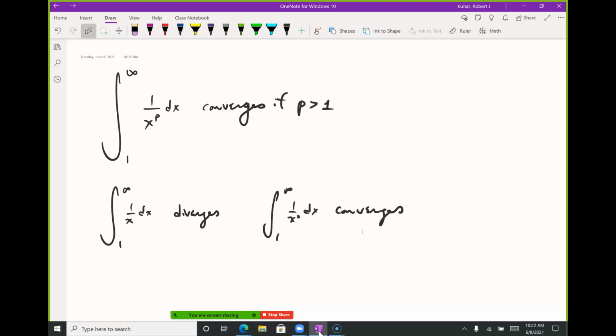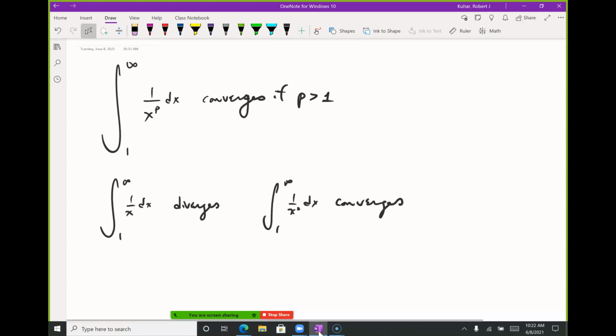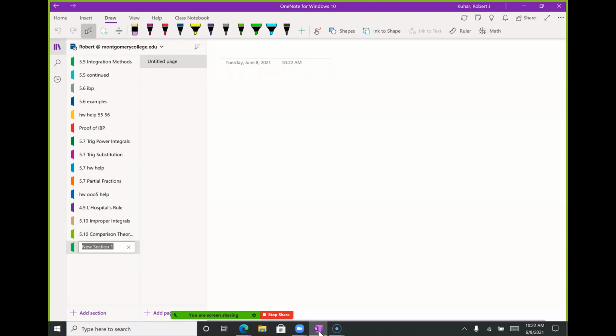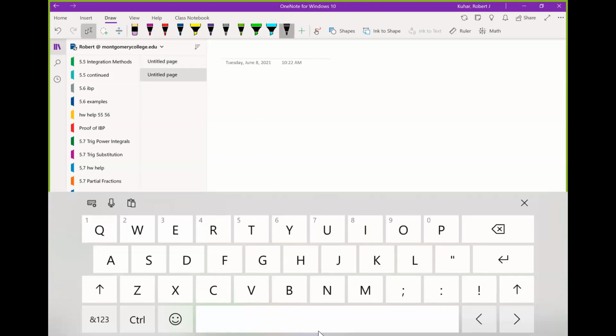So this is number 43 in the book, 5.10. We're going to say convergent or divergent based on a comparison, right? I want to look at the integral from 1 to infinity.